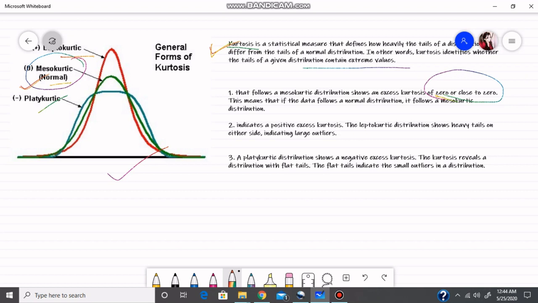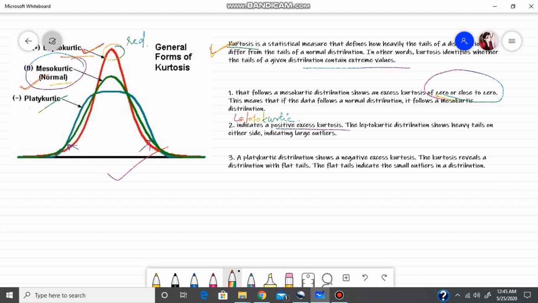Then let's talk about the positive excess kurtosis. Leptokurtic indicates positive excess kurtosis, and the leptokurtic distribution shows heavy tails on either side, indicating large outliers. Here you can see the red curve referring to the leptokurtic distribution. That shows that there are a lot of outliers in the distribution.